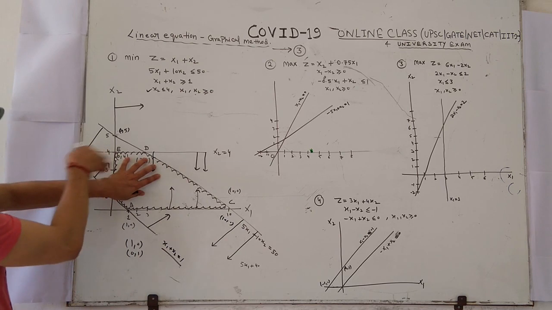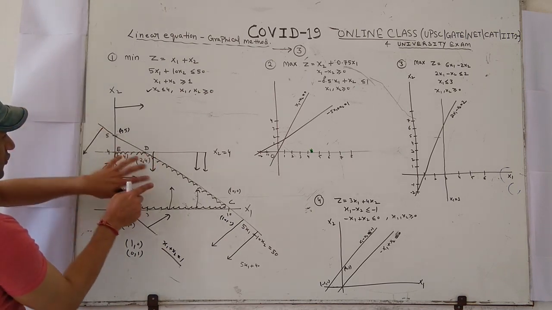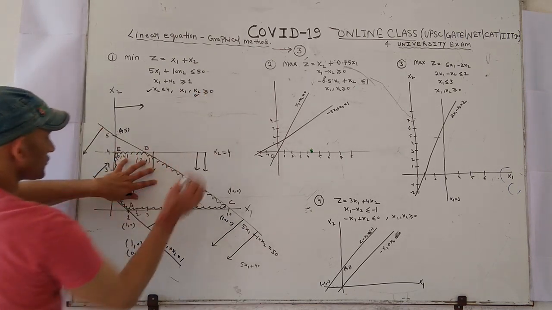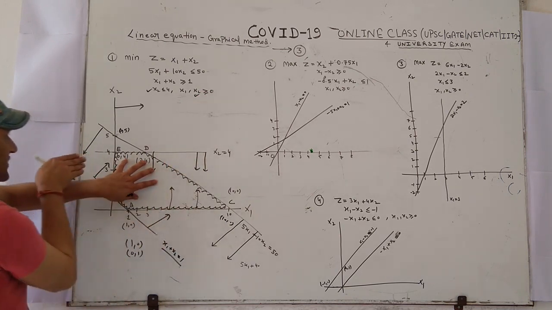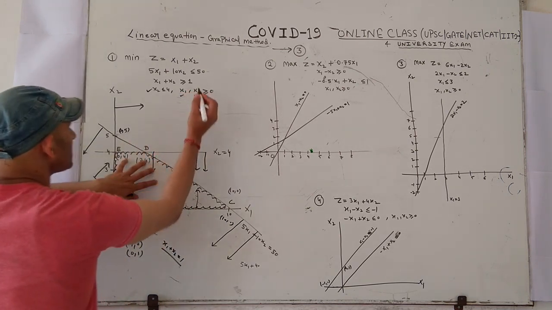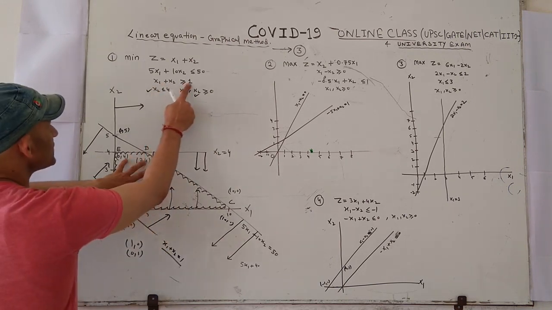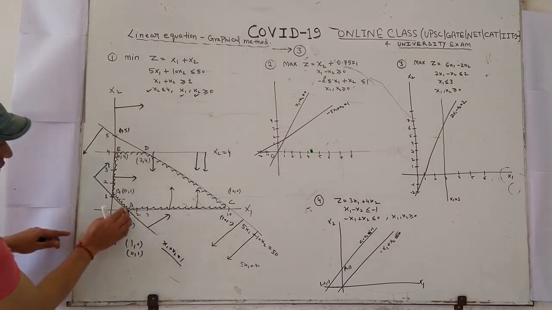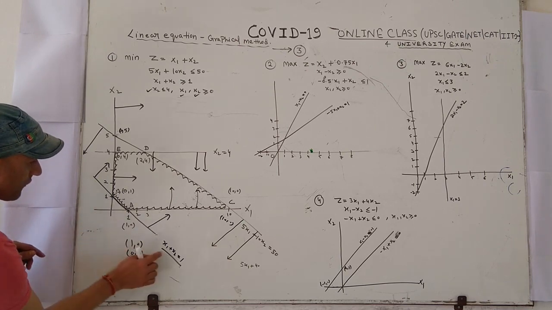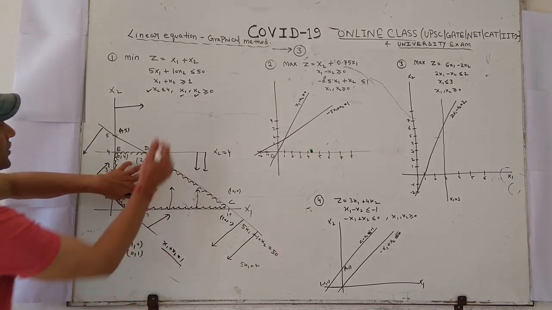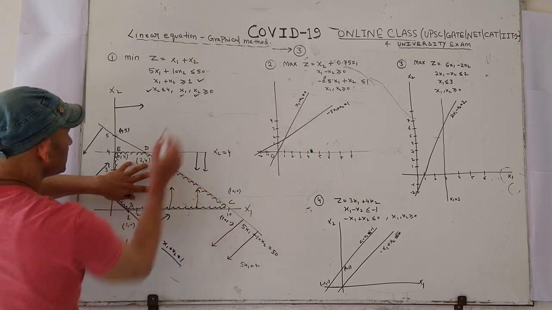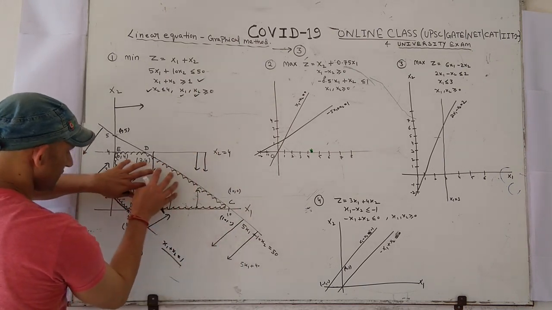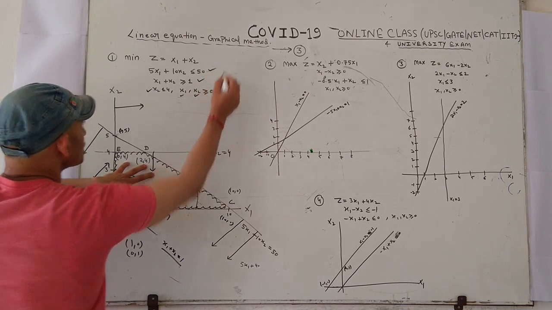It is also satisfying x2 = 0, and x1 = 0. Now x1 + x2 ≥ 1: there are also some points of it, so it is also satisfying this one. And for 5x1 + 10x2 ≤ 50, you know that there are some points in this, it is also touching, so this is also satisfying.